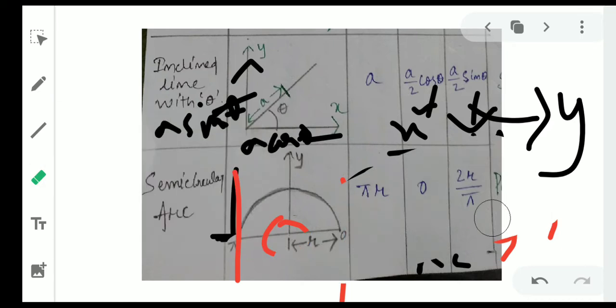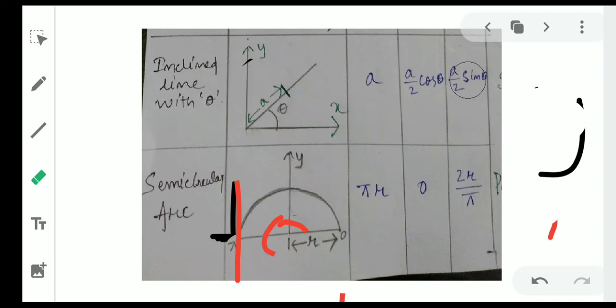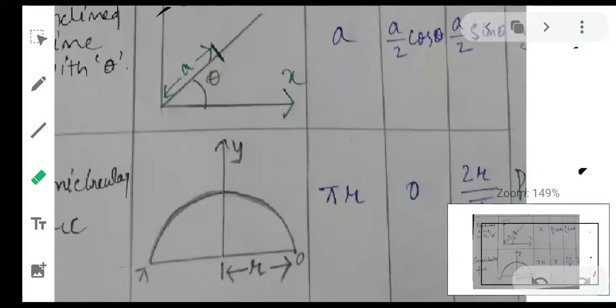Okay, I am making the page clear so we can write it out properly. So these are the formulas. Now just note them down.